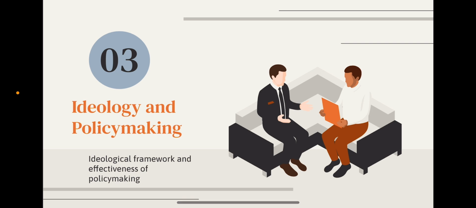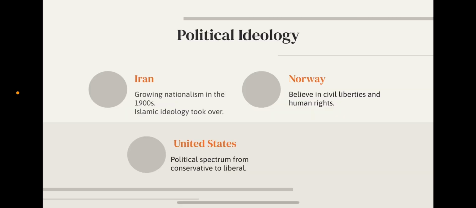Now we have ideology and policy making. So starting with Iran and their political ideology. So in the 1900s, which was called the Constitutional Revolution for them, nationalism was really booming, rapidly. So they were really gaining nationalism in their country. But then the theocracy came about, and that was more of the focus rather than the nationalism. So the Islamic ideology took over, and everything came down to the religion itself and what the beliefs and values are, and that's what shaped the political ideology.